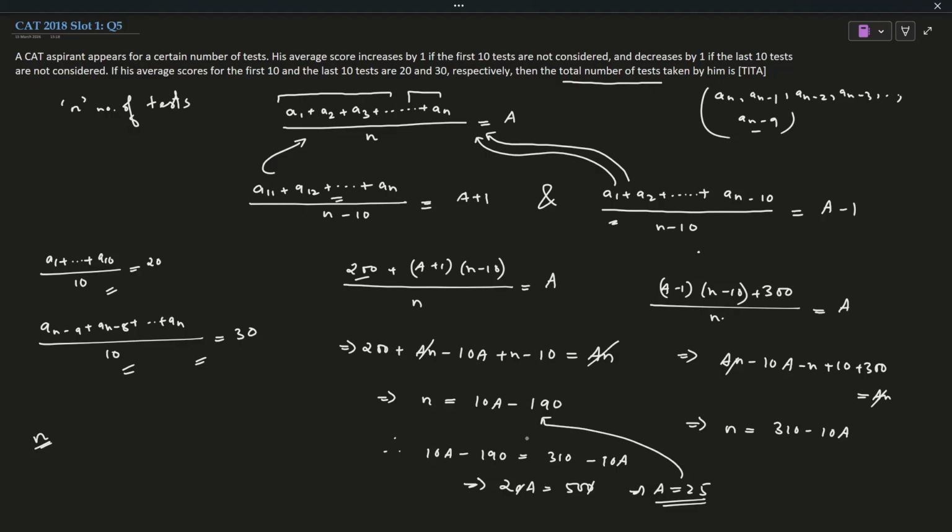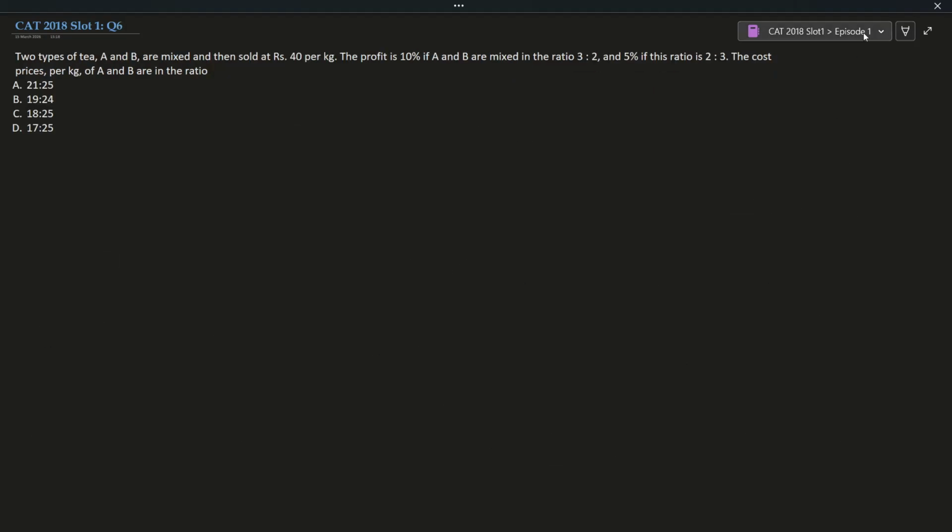So substitute a equal to 25. So 250 minus 190, right? 60. So n equal to 60. That means he has taken 60 tests. Correct answer will be 60, guys. Okay, not a difficult one. Let's move on to the next question.